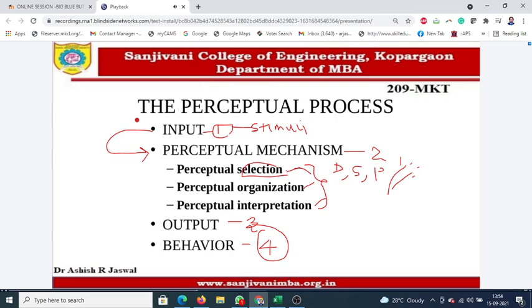Similarly, there is second, perception organization, which will come into picture after selectivity. What is perceptual organization? It is the process of organizing various cues so that through these various stimuli and cues a whole picture is created. Means there are various stimuli, they are going to get organized and will be given a form. It is a process of organizing an input or stimuli into a definite, coherent and interpreted structure.